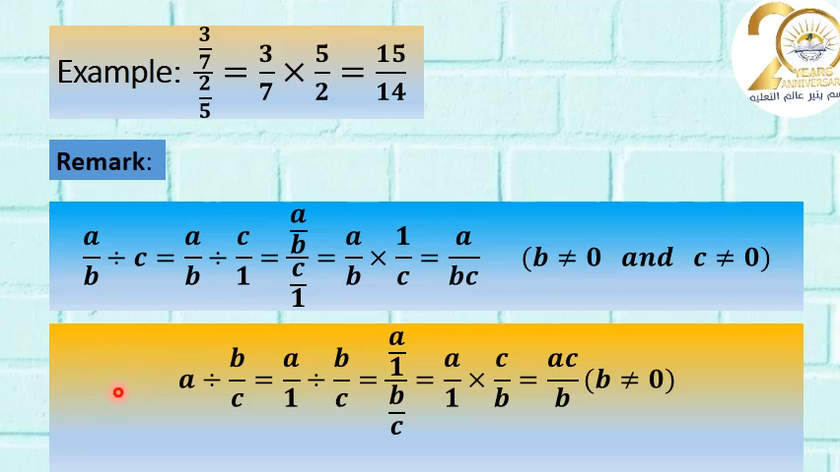When we have the same thing here without a denominator, we suppose it is 1. So a over 1 times c over b, which is equal to ac over b. And here in this case, we have to mention that b is not equal to 0.